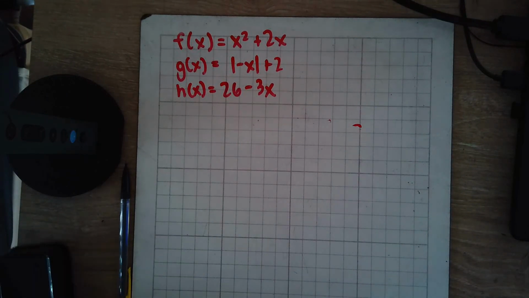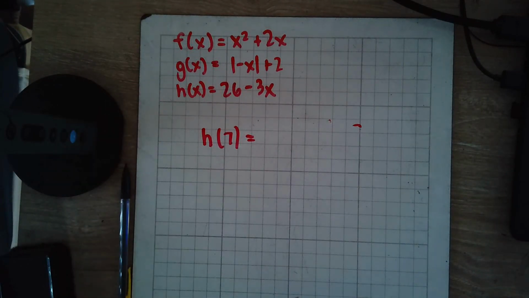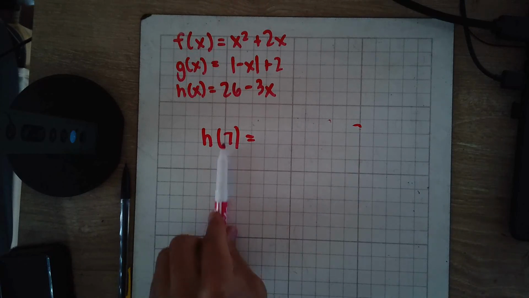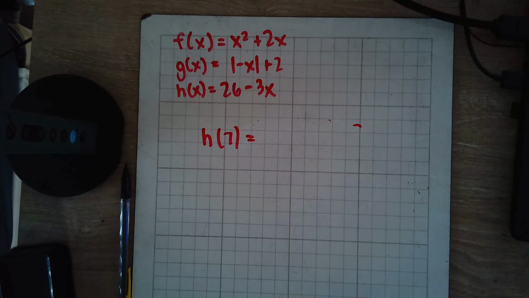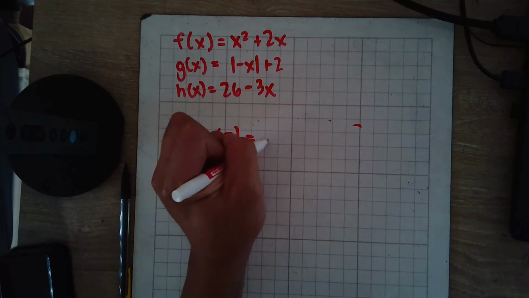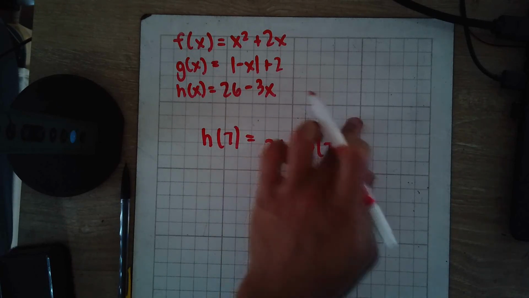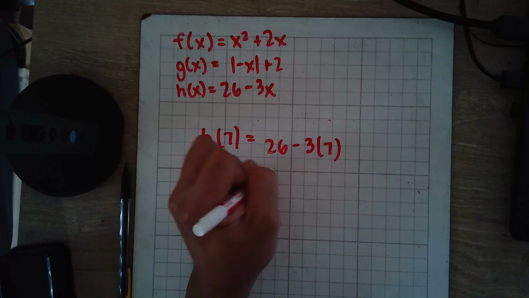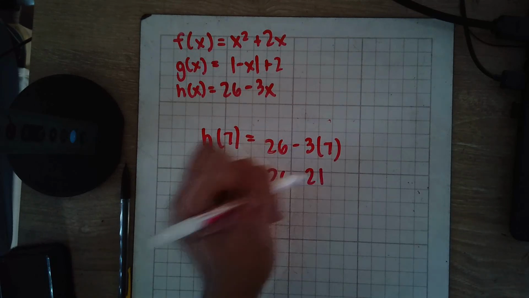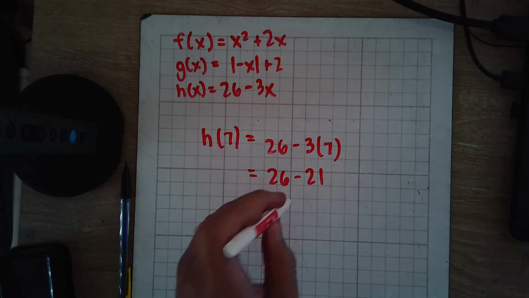All right, so number 24 asks us what h of 7 is. H of 7. So once again, whatever I see as my input, I replace my x with that input, wherever I see it. We just get 26 minus 3 times 7. So you guys know that would just be 26 minus 21, which would just be 5. So our final answer is 5 for that one.